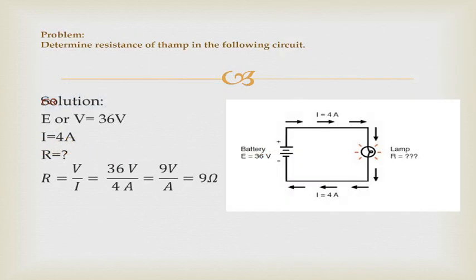Let's solve a simple problem on Ohm's law. In the circuit, current is given as 4 ampere, and electric potential is given as 36 volt, which is the potential of the battery. It is asked to find the resistance of the lamp. Simply substitute the values, because both values are in the same system, and it will give you the direct answer as 9 ohm.